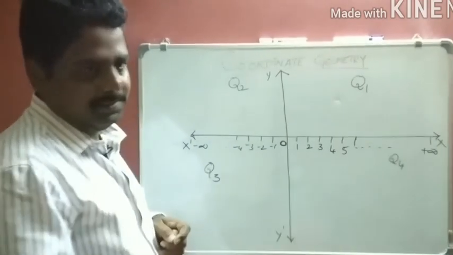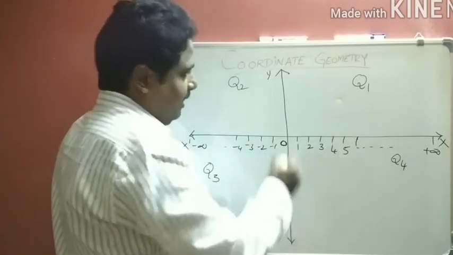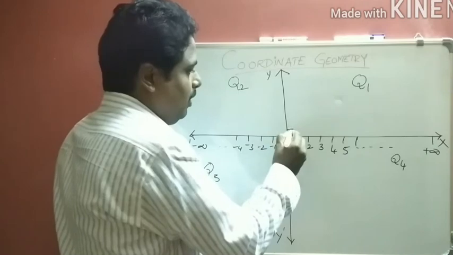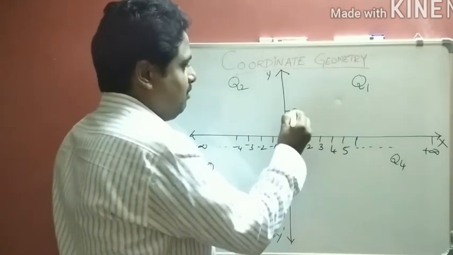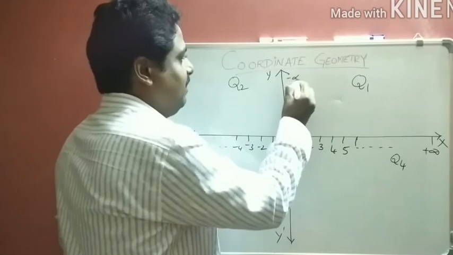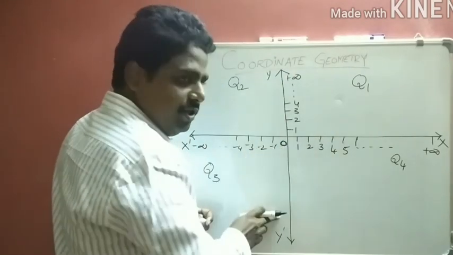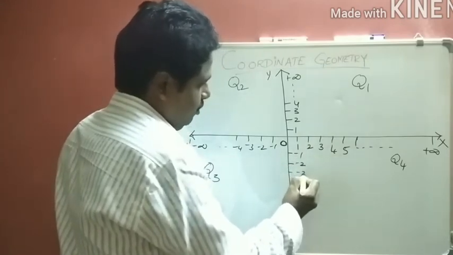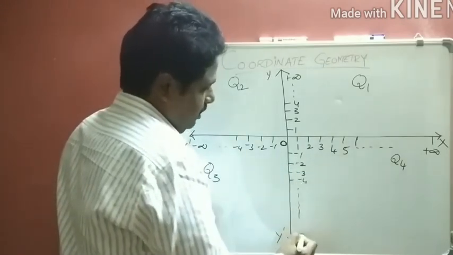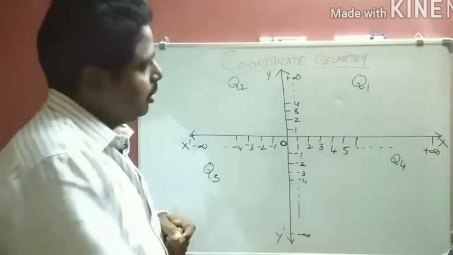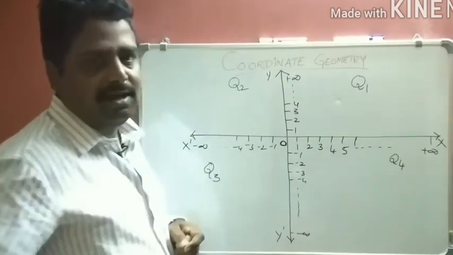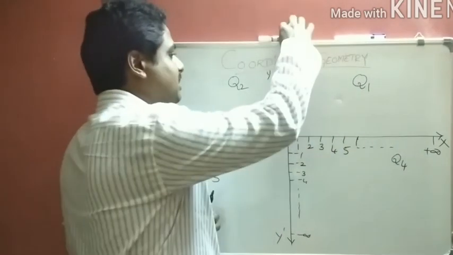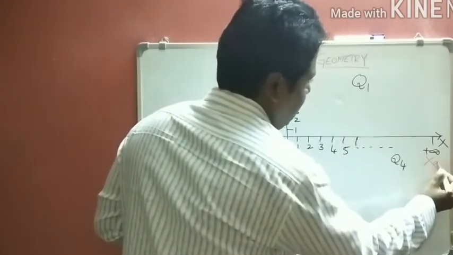Similarly, let us take the vertical line, Y O Y dash. Here we have 0. Above the 0 we take positive numbers: plus 1, plus 2, plus 3, plus 4 and so on, up to plus infinity. Below the 0 we take negative numbers: minus 1, minus 2, minus 3, minus 4 and so on, to minus infinity. This vertical line, Y O Y dash, is called the y-axis. So the horizontal line is the x-axis and the vertical line is the y-axis.